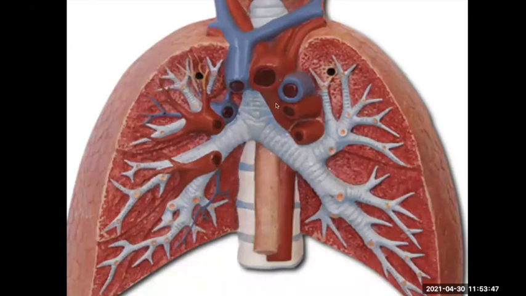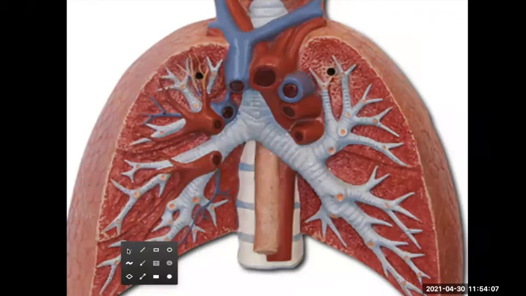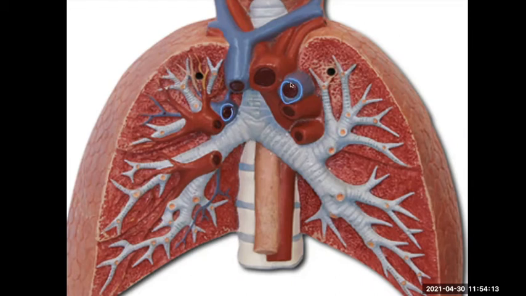And these are the vessels going into the lungs, right? What are these right here? Pulmonary trunk. Coming off the pulmonary trunk, to be specific, are the right and left pulmonary arteries. And this one is a vein. Pulmonary vein. Okay.